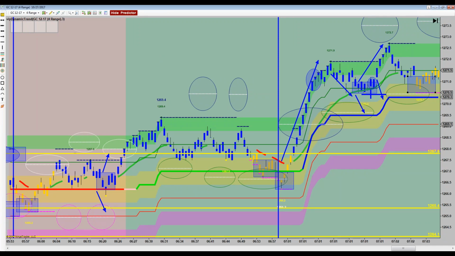Depending on how tightly you drew it, you could have in fact been filled long on the close of this bar right here. And that was a legitimate trade. Yes, I'll give you that. That was the trade entry. That was the T I was looking for right there.